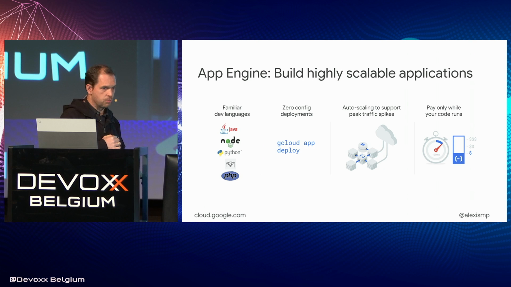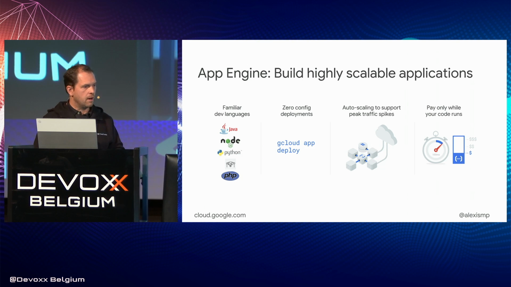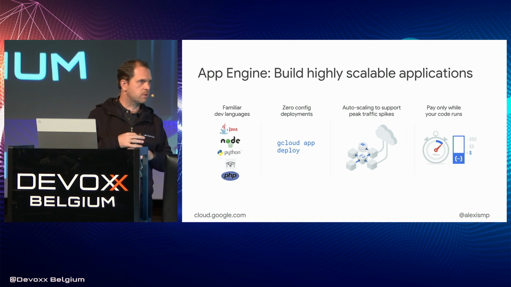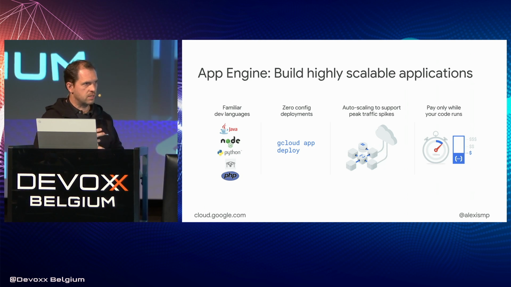We have support for a number of languages, more than we have for functions. We're catching up, and I'll tell you what the plan is there. No config, maybe just really simple configs, like maybe if you're in Java, an XML file to explain the concurrency that you would like to have, but it's really minimal. And of course, it auto-scales. That's the point. And you only pay for when your code runs.